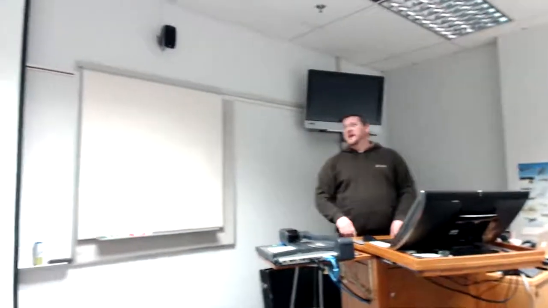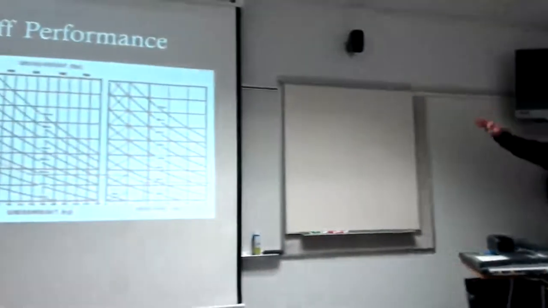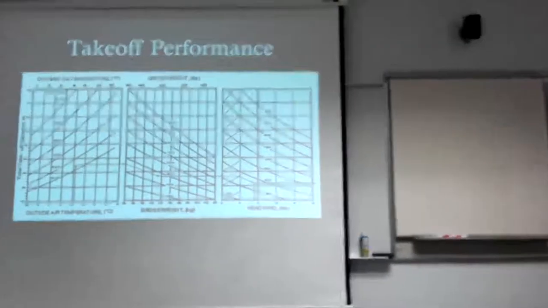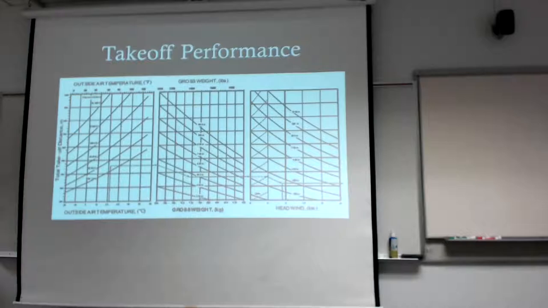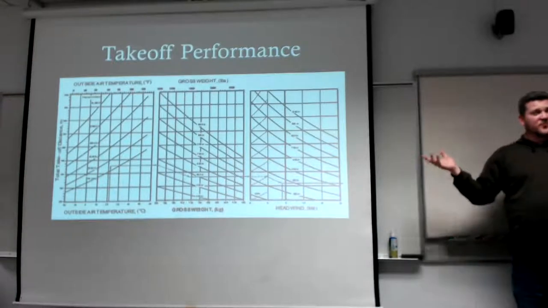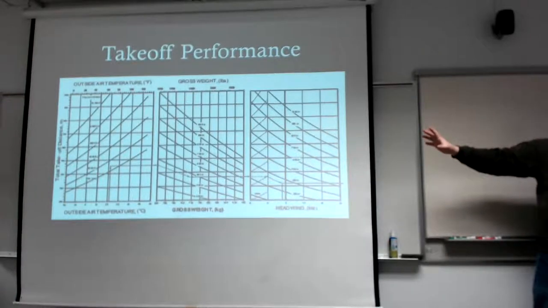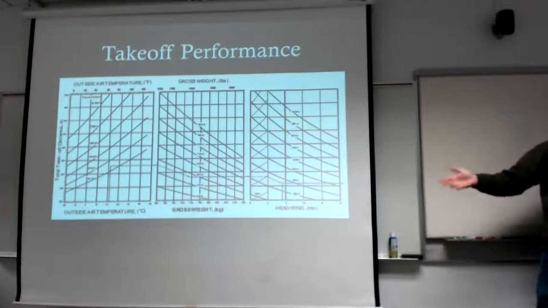All right, let's talk about some takeoff performance. This is one of the charts. This is the line chart that you will potentially have to use depending on the aircraft you fly. I've seen these from Pipers. This is from the Diamond. All right. Who's ever used these before? Who's ever seen this before? Once you know how to use this, it's really not a big deal.